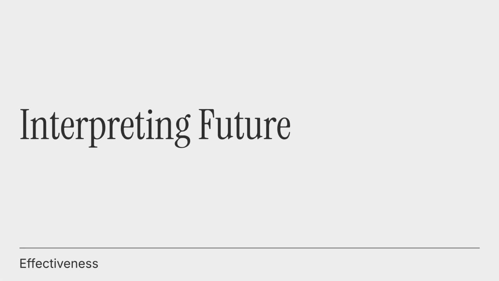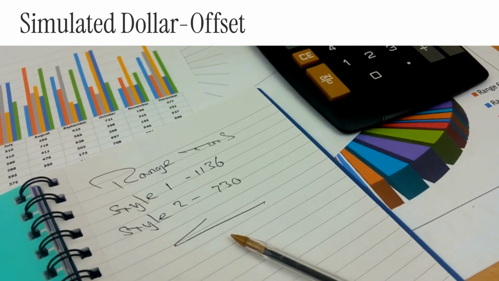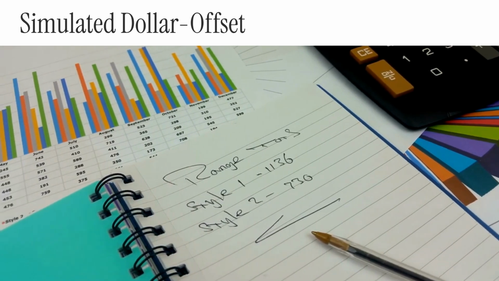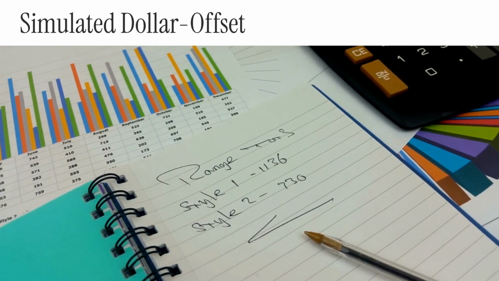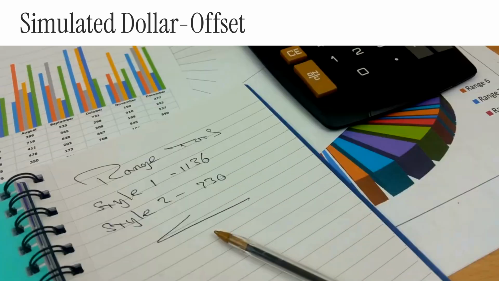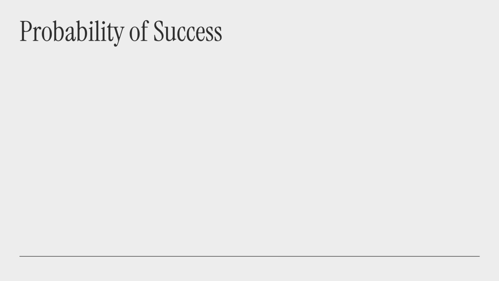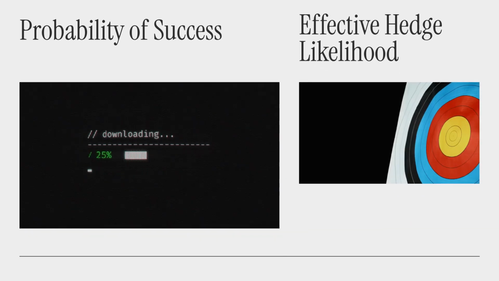With these assumptions, our calculator provides two key metrics for future effectiveness. First, the simulated dollar offset range. This provides a probable range for the dollar offset ratio in the future, based on a 90% confidence level. It gives you a realistic expectation of your hedge performance. Second, the probability of success. This is a positive value, from 0% to 100%, showing the likelihood of achieving an effective hedge. It measures how often the simulated dollar offset ratio falls within that successful -80% to -125% range.